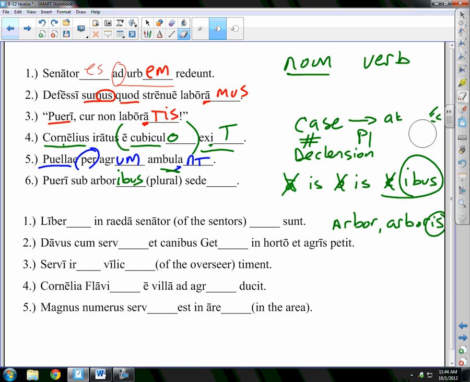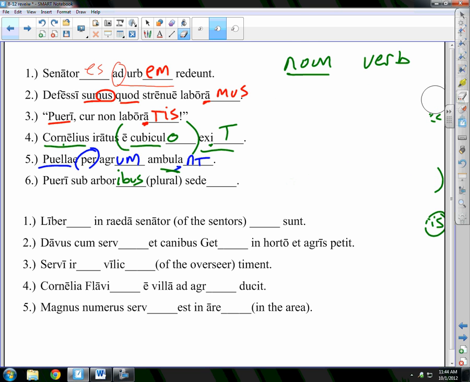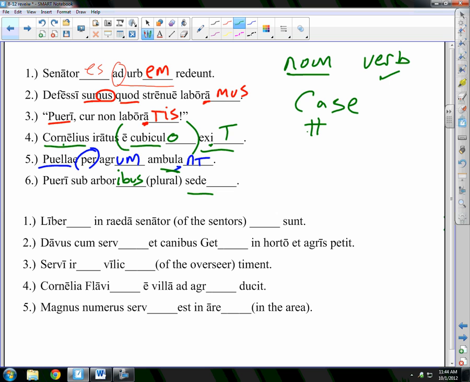Looking at the next one, ask myself, is it a noun or is it a verb? Sedet is a verb, so I ask case, number, and conjugation. Once again, same thing. Okay, the case, or not case, I'm sorry, person.